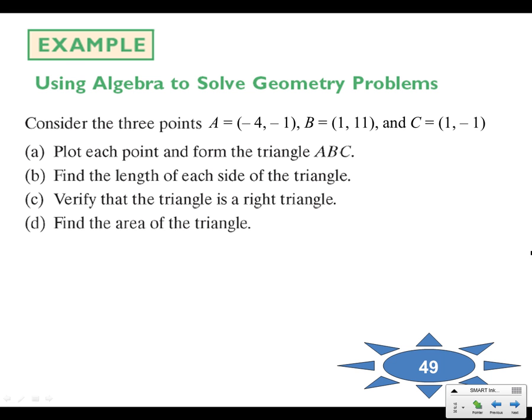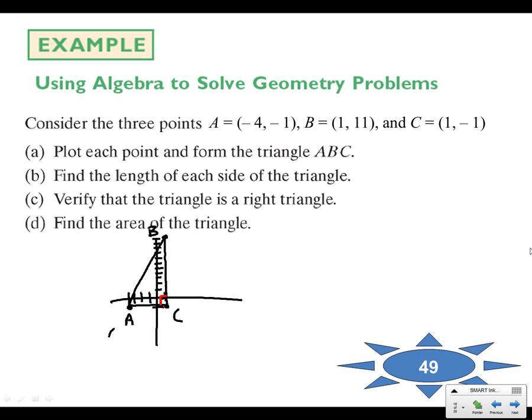All right, let's go ahead and plot this thing first. So -4, -1. That's A. 1, 11. 2, 3, 4, 5, 6, 7, 8, 9, 10, 11 is B. And C is at 1, -1. All right, let's form the triangle ABC. The nice thing about this is it's a nice right triangle. Put that in a different color there so we can see it a little bit better. Nice right triangle.